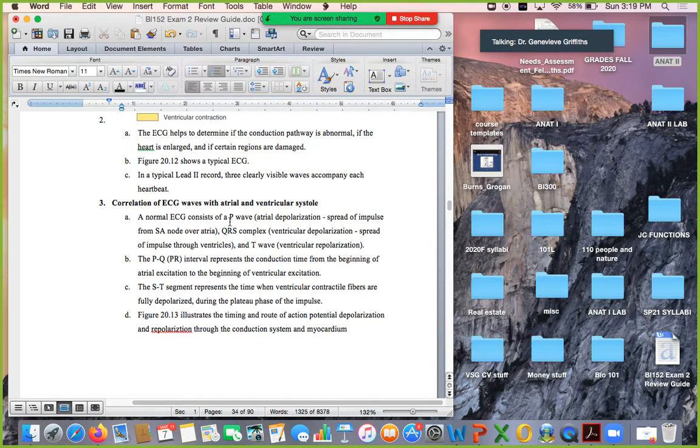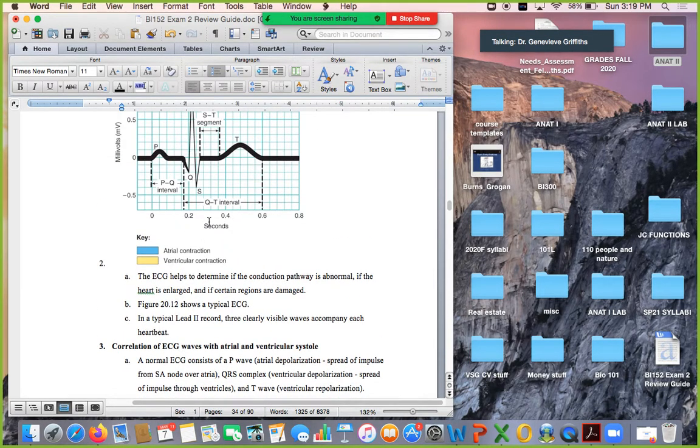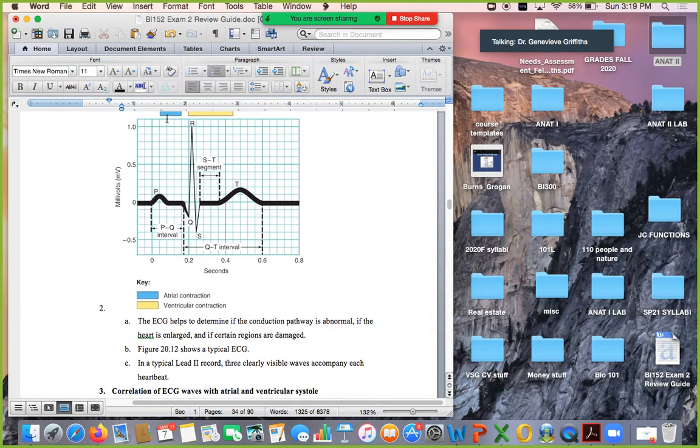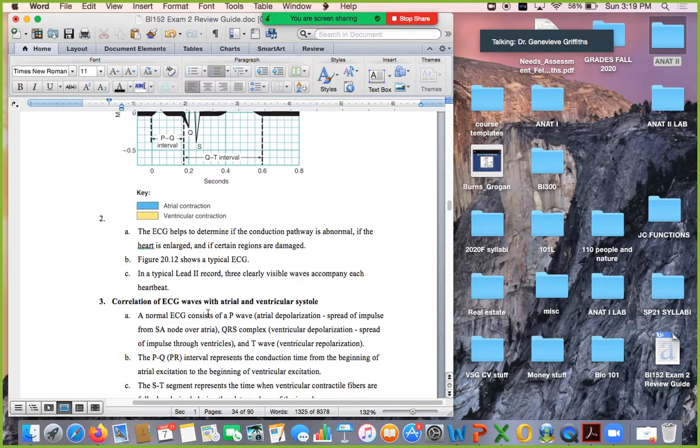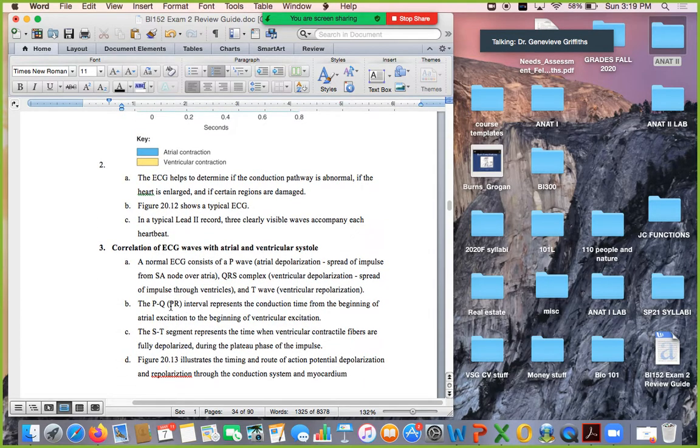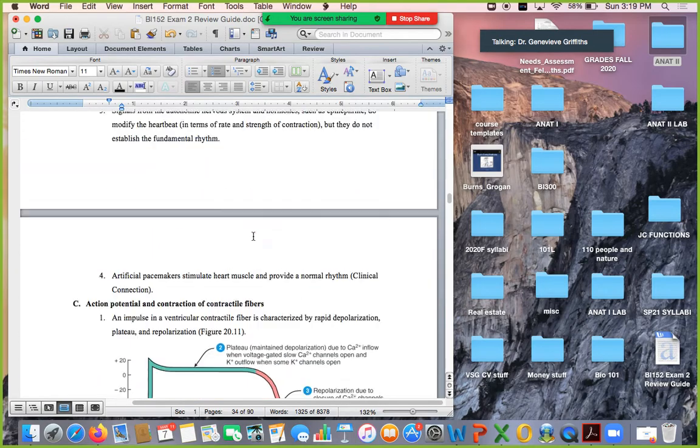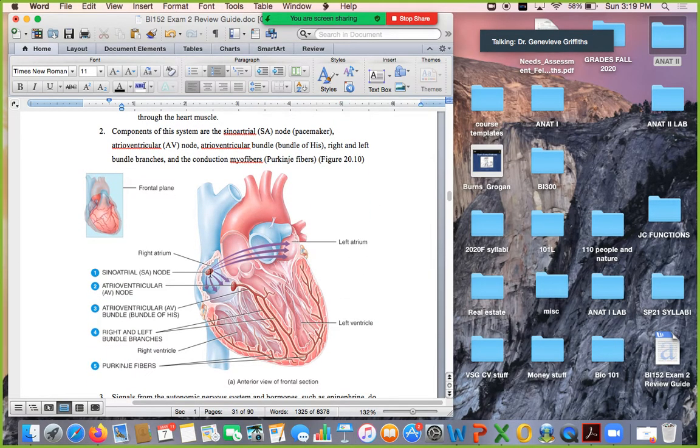Okay, so the P wave, which is this section here, is going to correlate to the atrial depolarization and the spread of the impulse from the sinoatrial node over both atria here, and that's associated with atrial contraction, as you can see. The P to Q interval is going to represent the conduction time from atrial excitation to ventricular excitation. Basically, how long does this take from atrial excitement to ventricular excitement, right?